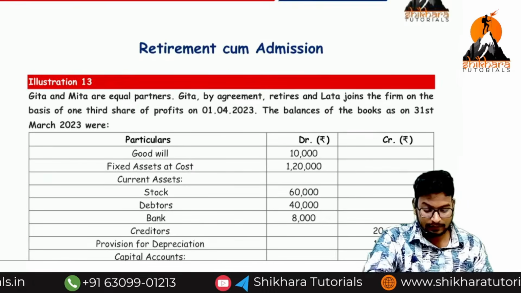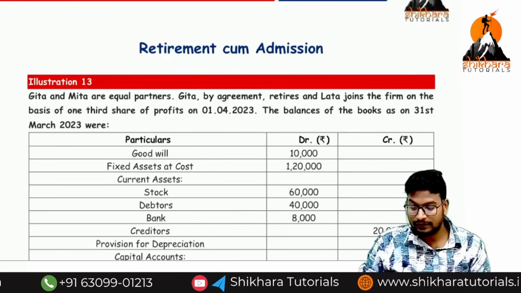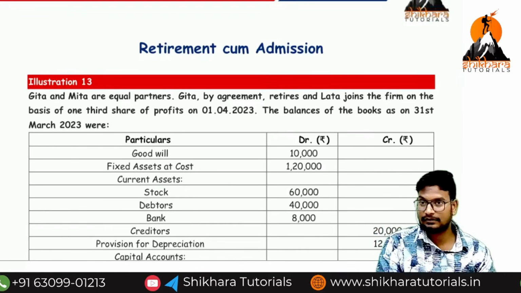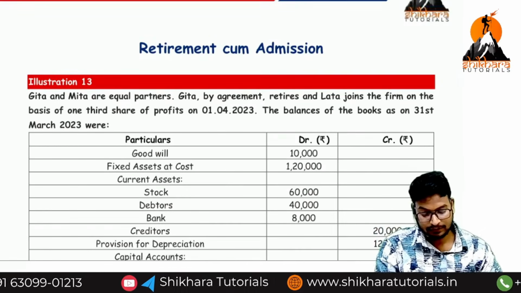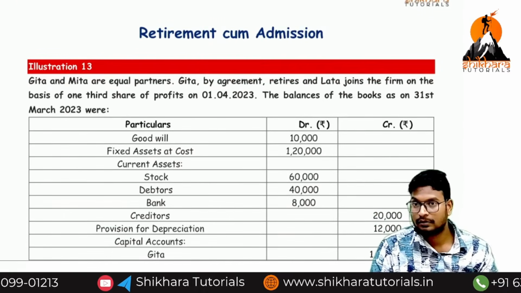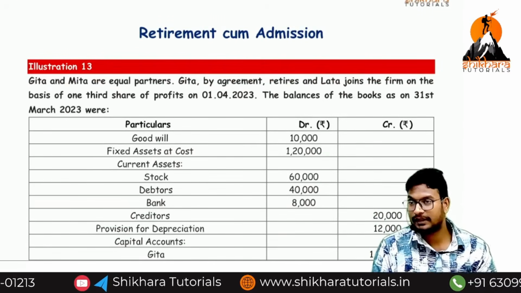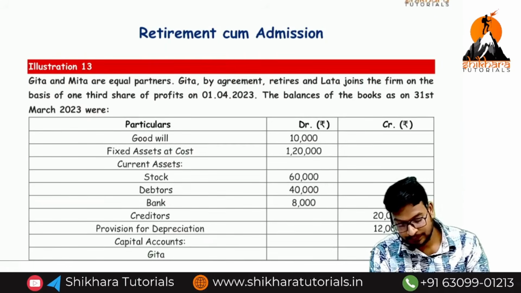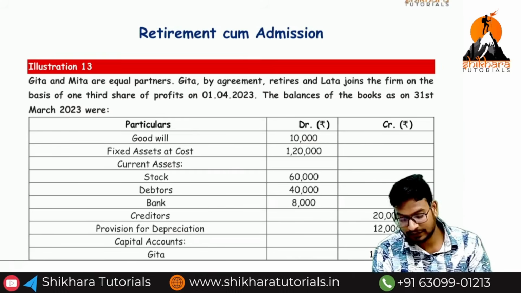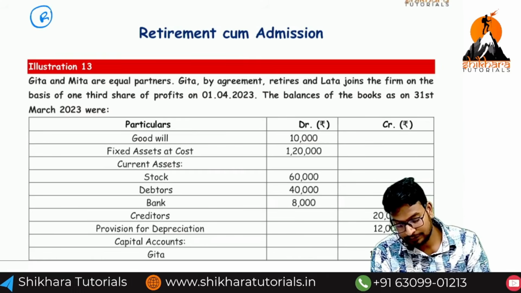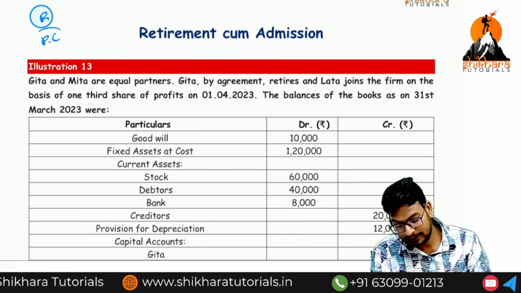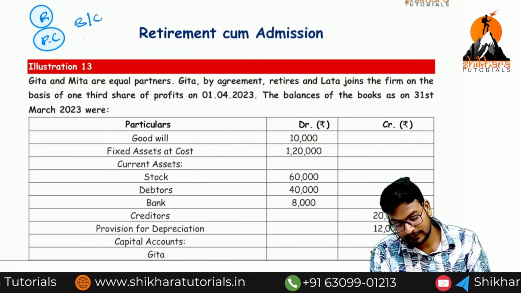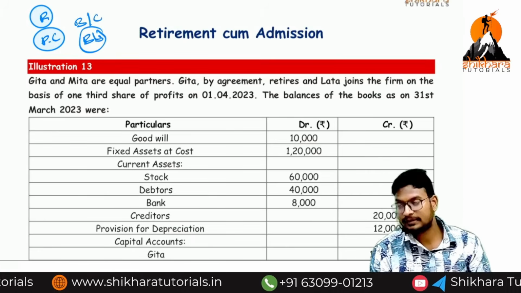Okay. Hi guys. So now we are going to start with the retirement cum admission. In the previous class we have completed the retirement. So I will discuss only one question. The same model we may get in the examination also. So what are the steps we need to follow, Amma? Any model, we need to first prepare the revaluation account. Next one, partners capital account. Next one, bank account or cash account. Next one, balance sheet. These are the steps we need to follow.